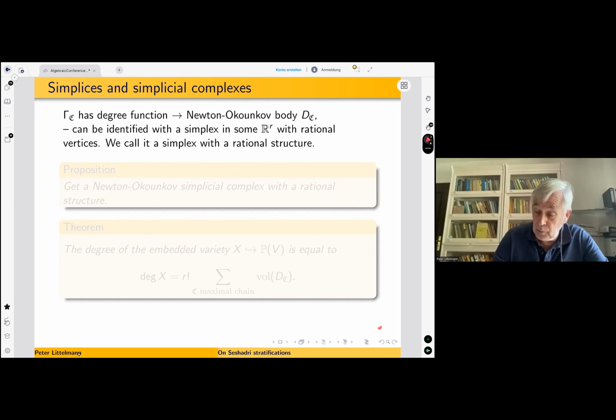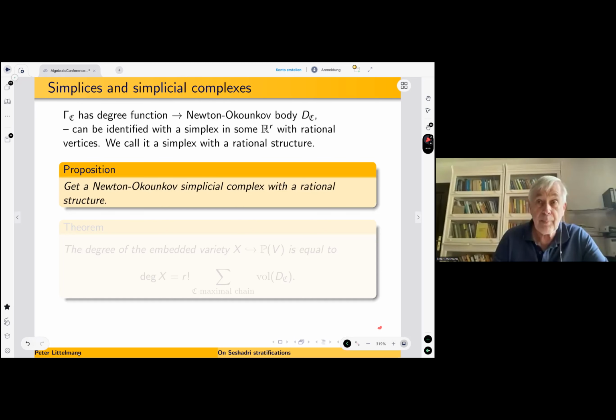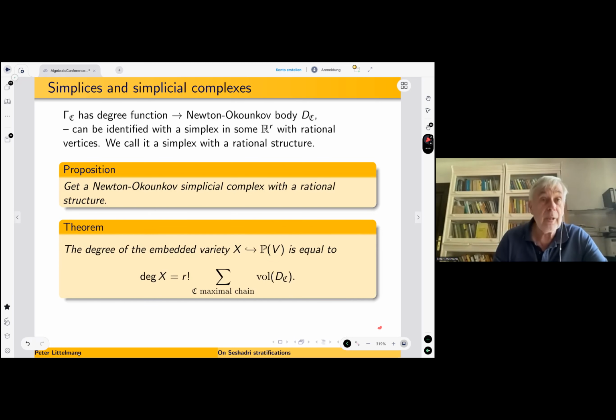Actually, because one can glue these semigroups together in a nice way, one can also glue these simplices together, and what one gets is a Newton-Okounkov simplicial complex with rational structure. Now, having a rational structure on each of these simplices, we can endow them with a Euclidean volume, and we get that the degree of the embedded variety is equal to the sum of the volumes of all these simplices, multiplied, as usual, with r factorial, where r is the dimension of my variety.